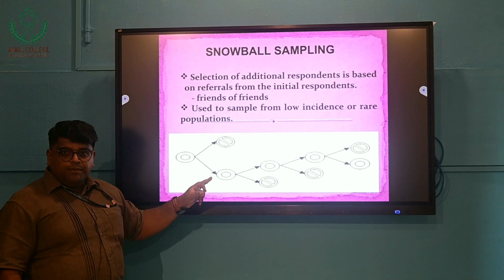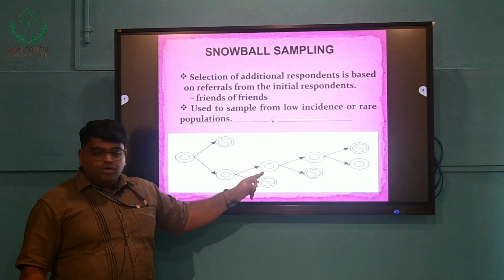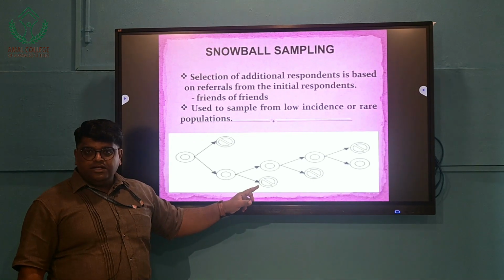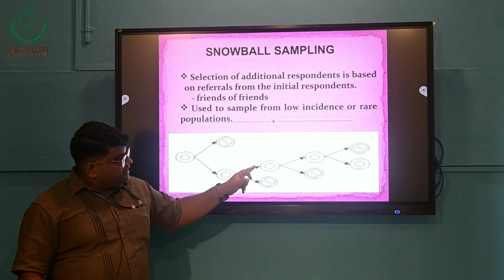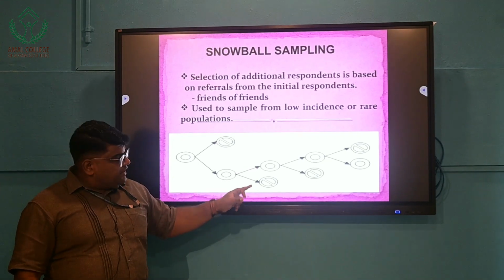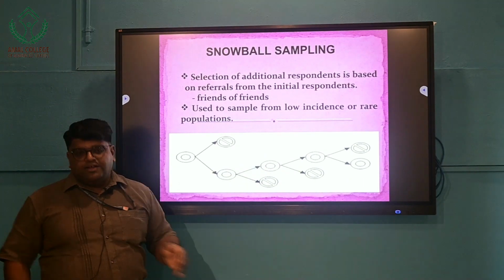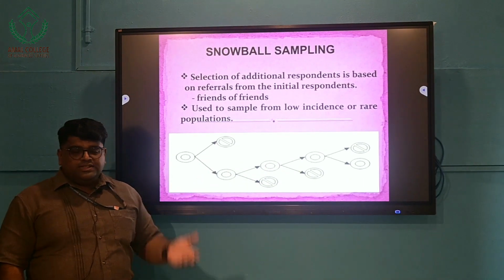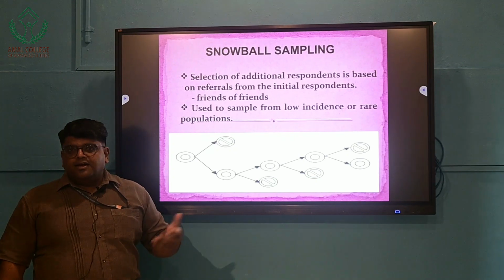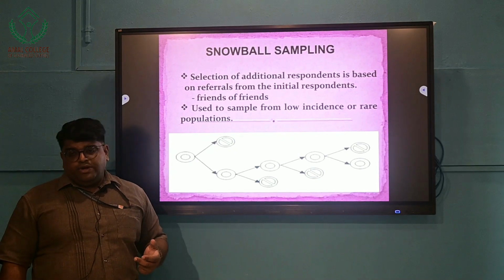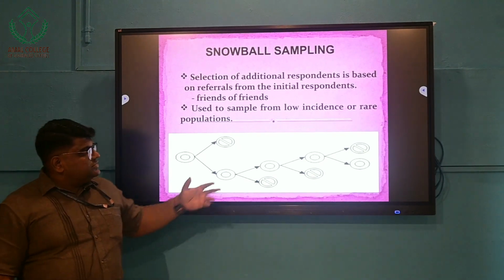Again from sample 3, I am getting another 2 referrals. One ex-NRI is living in Kondotty, another ex-NRI is living in Chelembra. From number 3 sample respondent, I am getting number 4 and number 5. And again from number 4, I am getting number 6, number 7. So this is snowball sampling, referral system, right? So as an investigator, it is very useful and he can complete his research topic very conveniently.